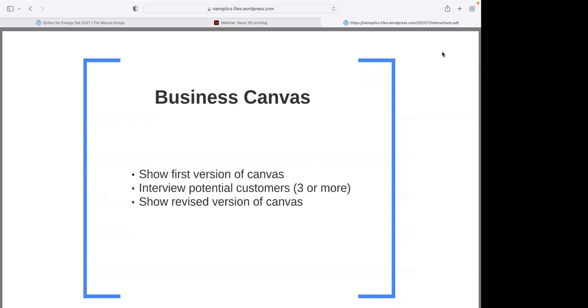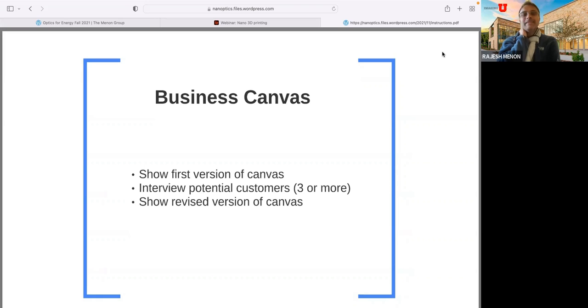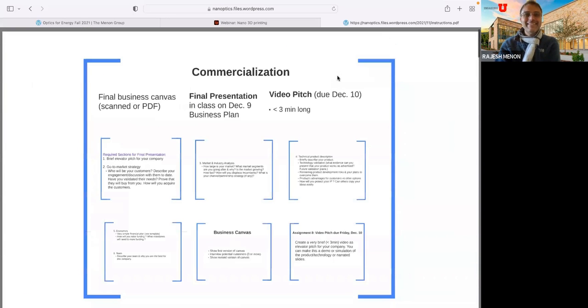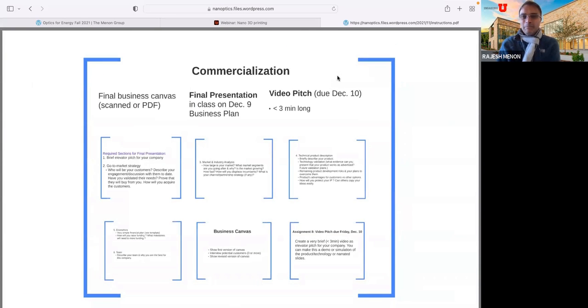I thought the revised business canvas was due the 7th. Oh, the 7th. You're right. Yeah, not due today. You're right. Absolutely right. My mistake. Okay. Yeah, it is correct on the website. Sorry, I'm confused with a lot of things here. Okay, great.